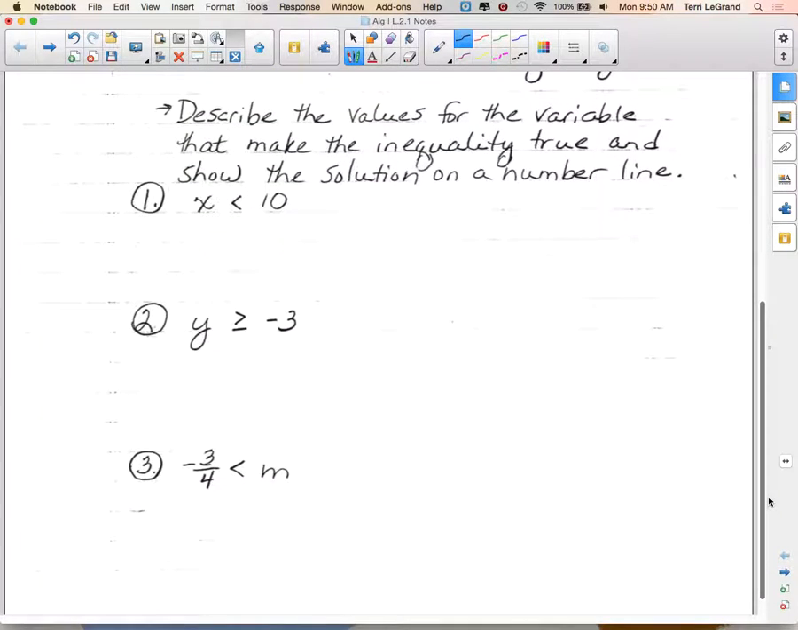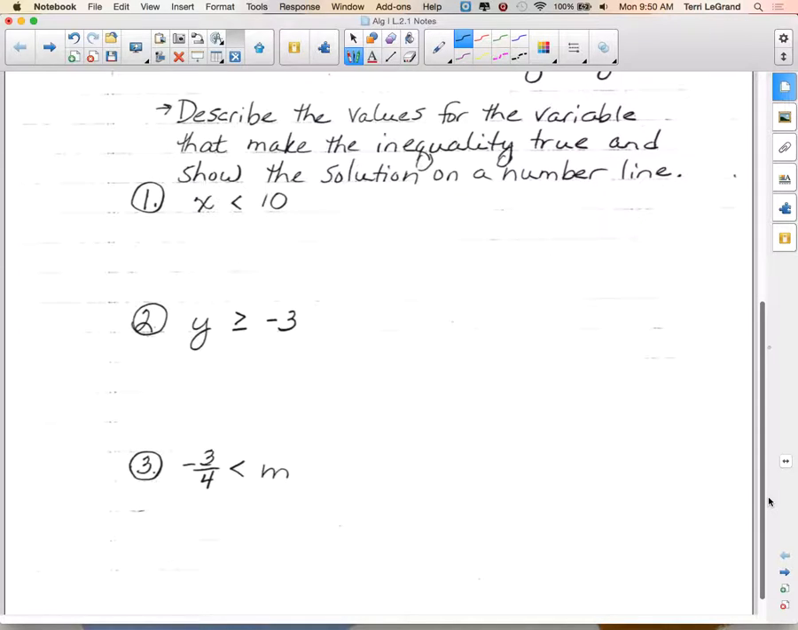So let's describe what these solution sets are saying. Describe the values for the variable that make the inequality true and show the solution on a number line. Okay, what is this first one saying? Read that to me. What does that say? Number 1.